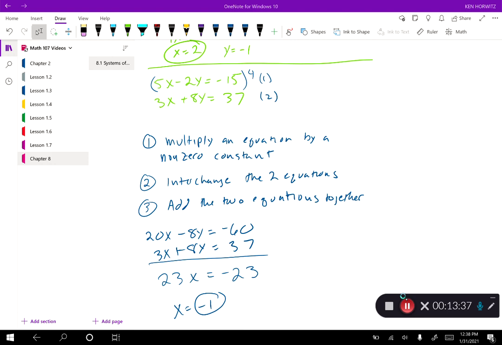All right, so the answer I got was y equals 5. So you would write your solution as an ordered pair, negative 1, 5. If you wanted to check your work, you would take negative 1, 5 and run them through the original two equations. If it makes it a true statement, then your work is complete. All right?